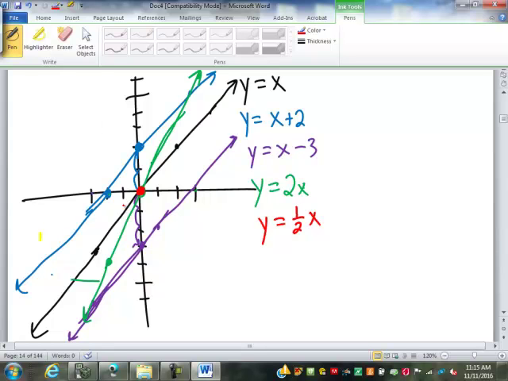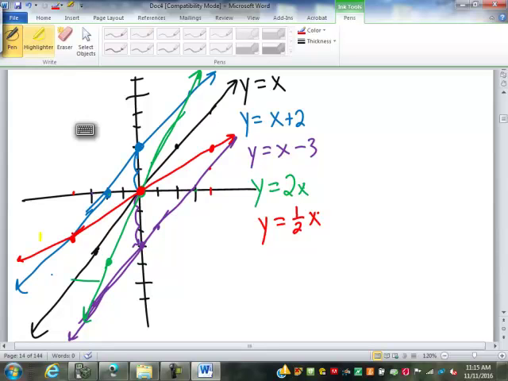1/2 times 0 is 0. If x were -4, what's y? Well, 1/2 times -4 would be -2. So if x is -4, y is -2. If x were +4, what's y? 1/2 times +4 is 2. So +4, +2. And yes, it does make that line go shallower across the graph, a less steep angle. But it does go through the center again.